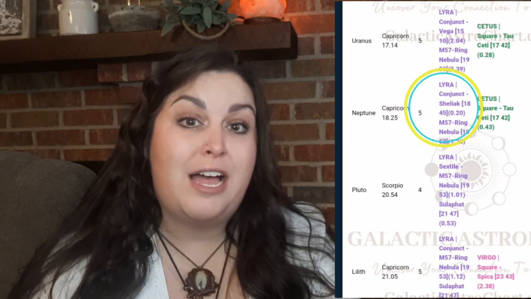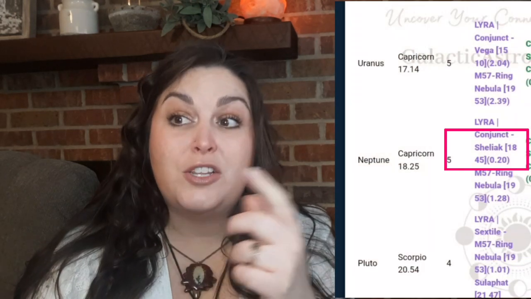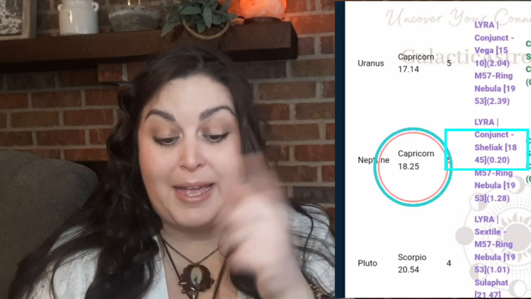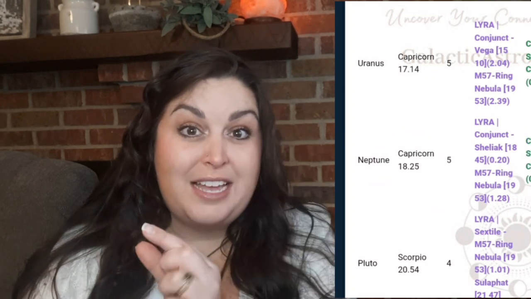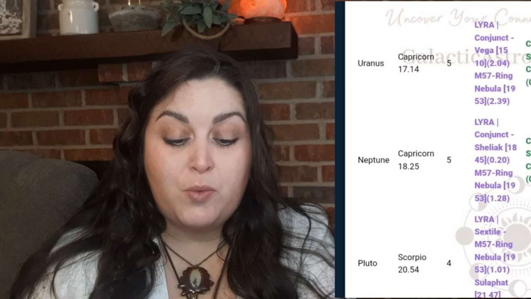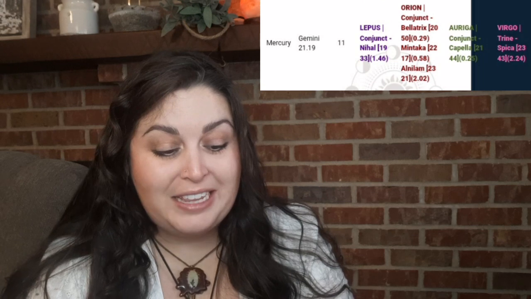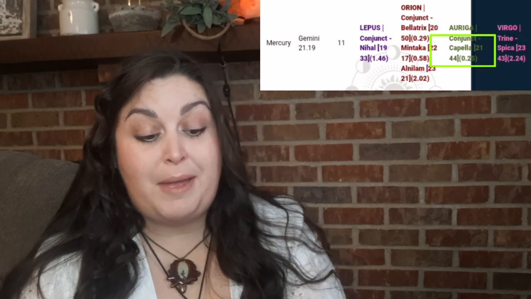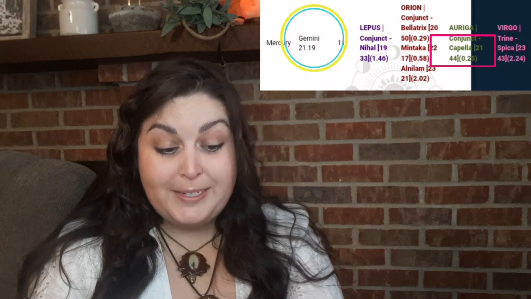So you can narrow it down, like I said before, if you have multiple origins for the same thing you're looking at, you want to look at the degree. So the degree that it gives you, for example, Lyra conjunct Chiliac is 18. You want to look at your zodiac sign. What is that degree? My Capricorn is 18. So that is an exact degree, and that is one of the closest. The other degrees are 1 to 2 away, but you want to look for the exact. So Auriga conjunct Capella is 21, and my Mercury in Gemini is also 21.